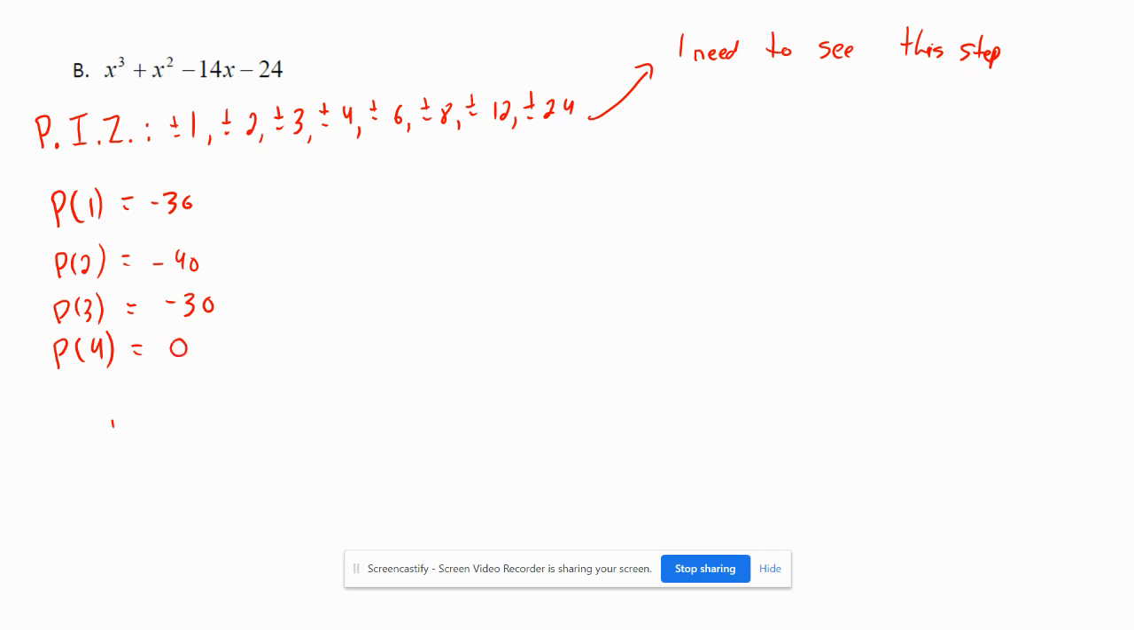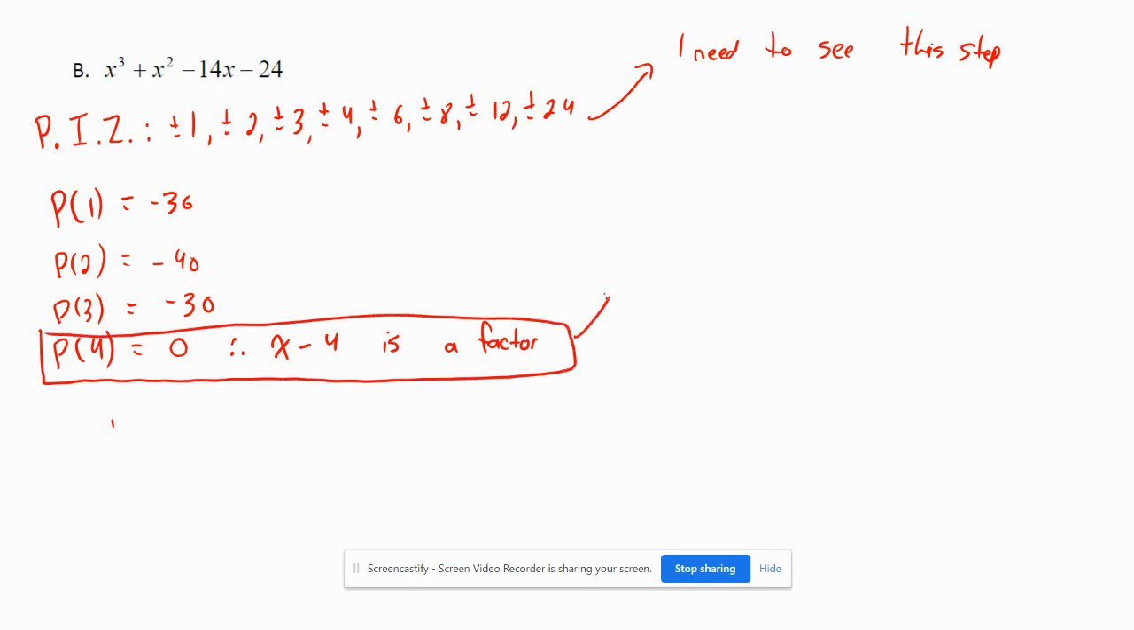I just did all this on my calculator. When I did this, I was putting a 4 in for the x's and seeing what answer I got. Now, if I get an answer of 0 for the remainder, based on the remainder theorem that we learned in our last topic, therefore x minus 4 is a factor. When I'm marking this, I need to see this statement. If I don't see it, I'll take off a mark, unfortunately. This tells me that you understand that if the remainder is 0, the term is a factor of the polynomial. So I need to see this step as well.